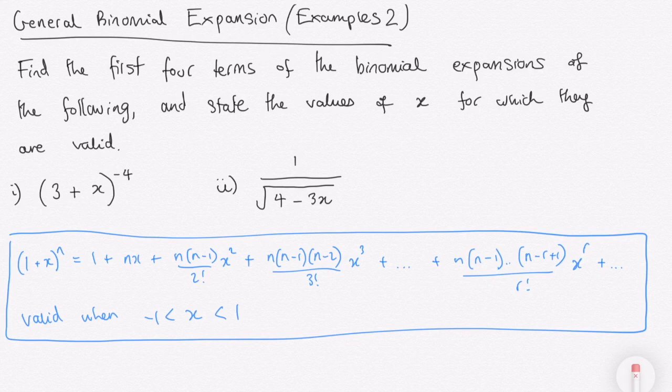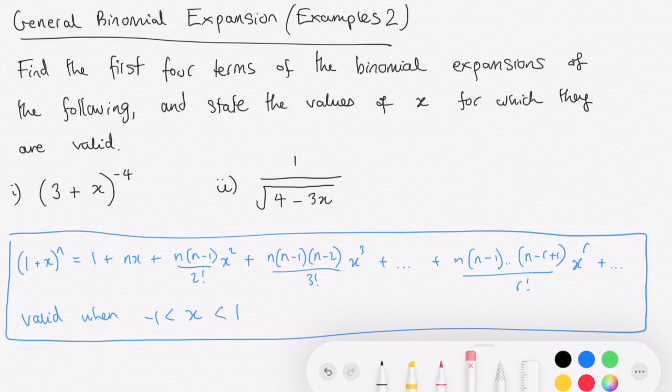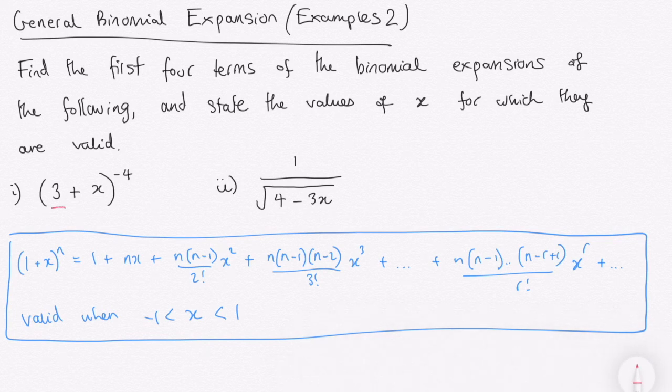In this video, I want to look at some more difficult examples of using the general binomial expansion. In particular, I want to focus on the fact that in both of these examples, this number that I'm underlining in red is not equal to 1. Notice in our general binomial expansion theorem, which we have in the blue box here, we always had a 1 plus. So it relied on the fact that this number here was a 1.